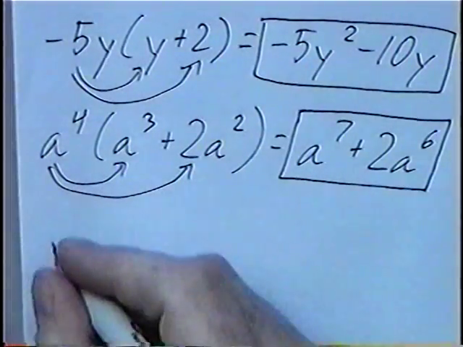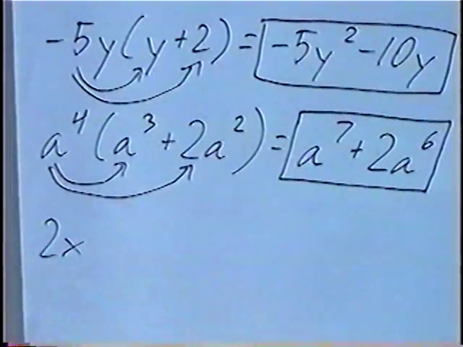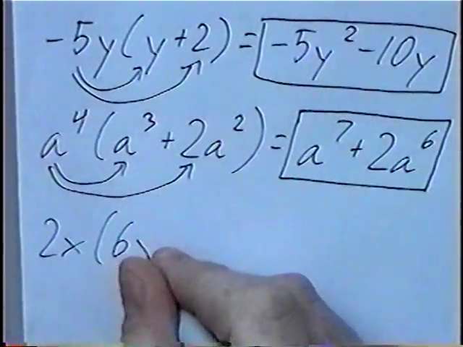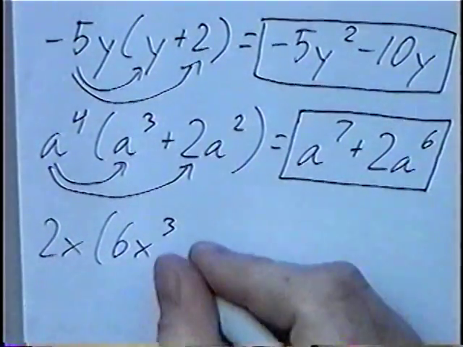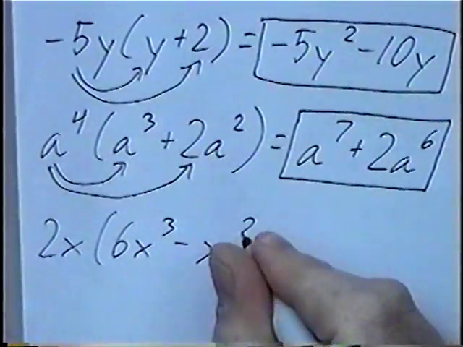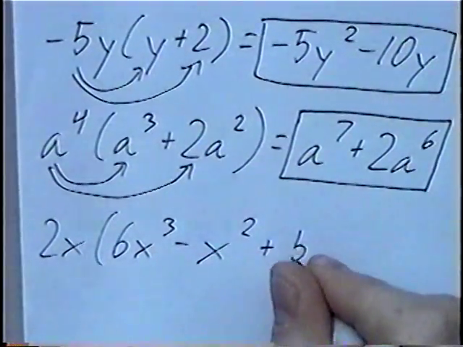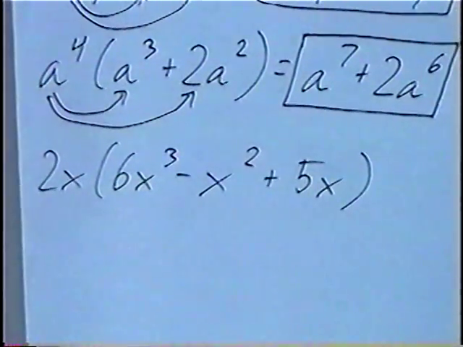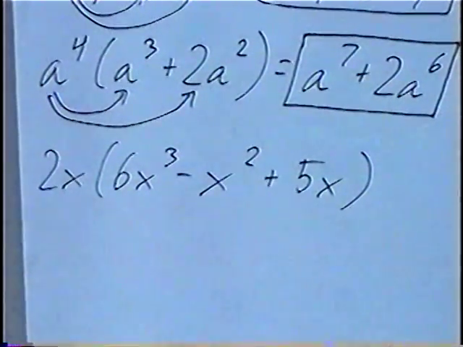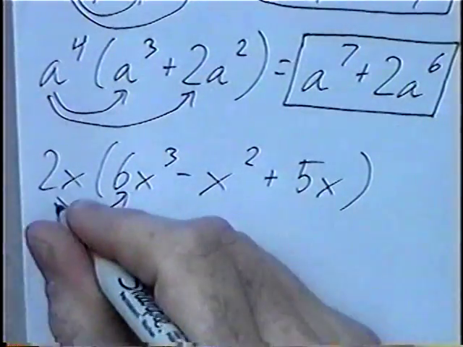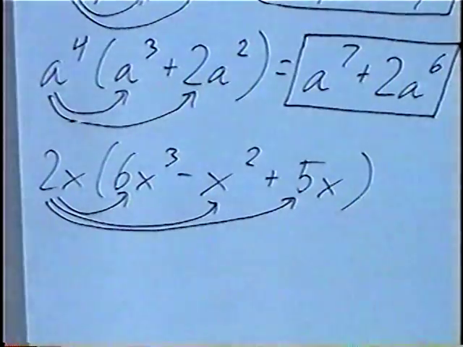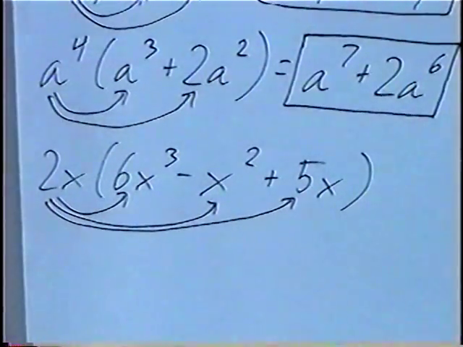And last question for the section, 2x, and inside parentheses 6x to the third power minus x to the second power plus 5x. Again, the term outside 2x will multiply by each term on the inside of the parentheses, and this time there's 3 terms or 3 numbers to multiply.